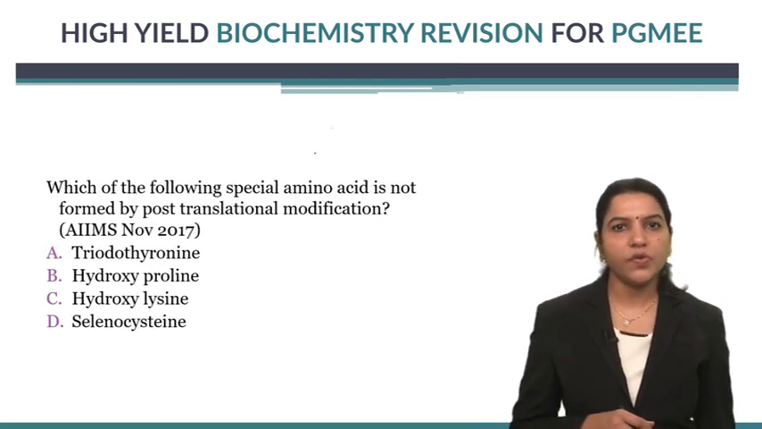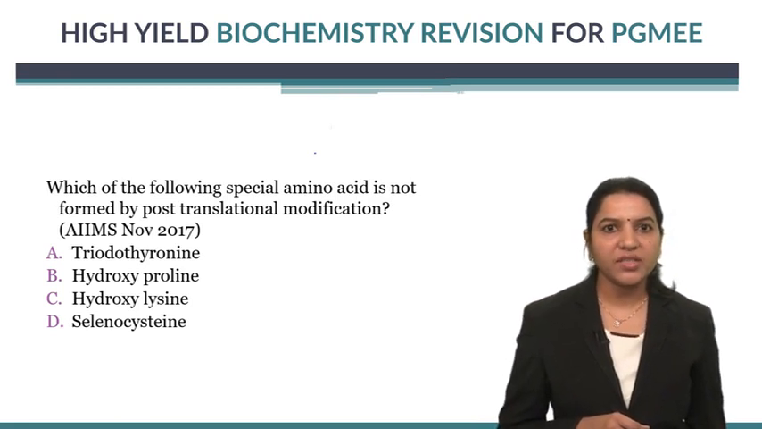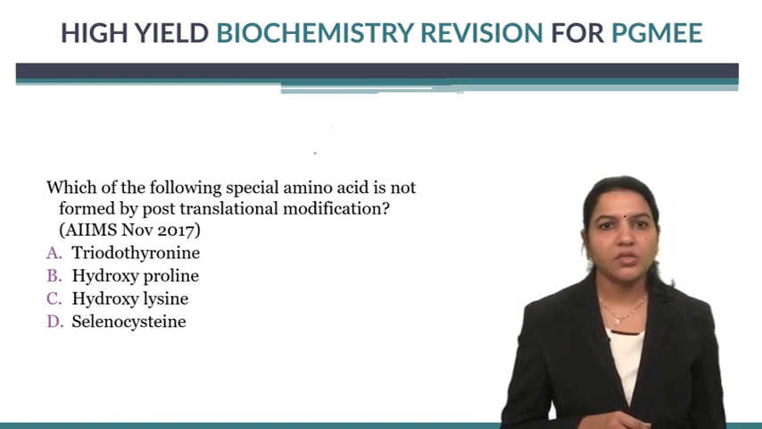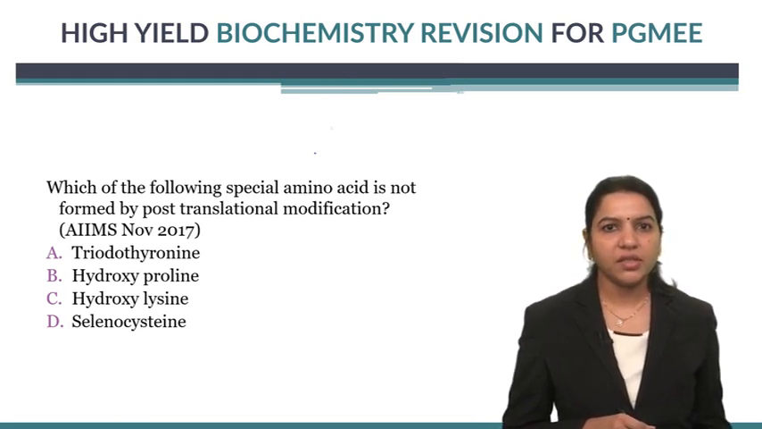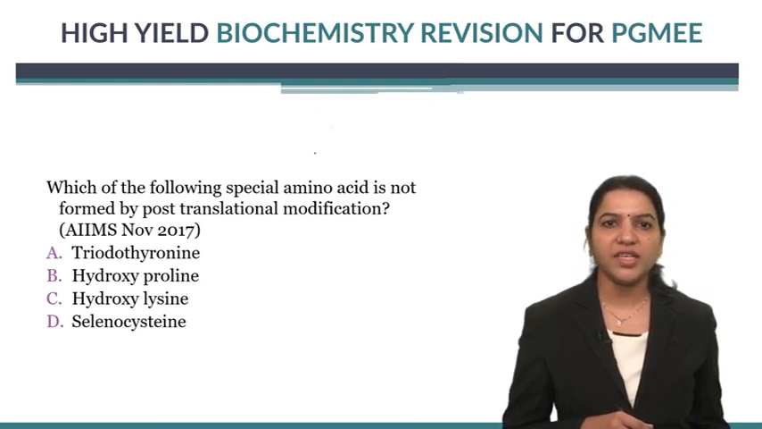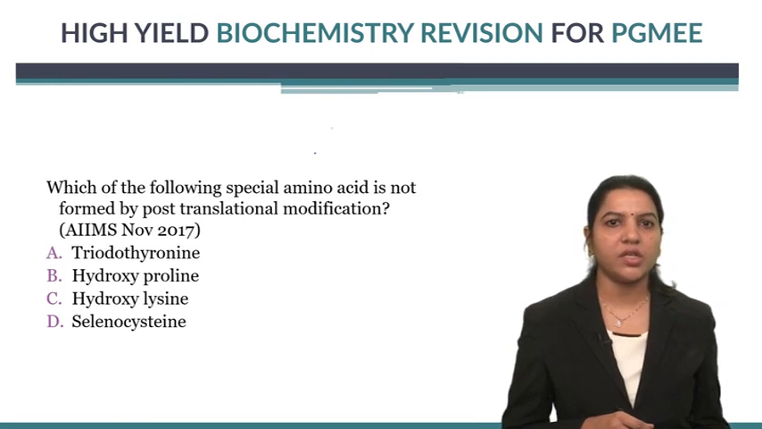Next question is, which of the following amino acid is not formed by post-translational modification? So first we should know which are the amino acids that are formed by post-translational modification. The amino acids that are formed by post-translational modification are the derived amino acids. So option A, triiodothyronine, is actually an amino acid. It is thyroxine, which is the tyrosine group in the thyroglobulin is iodinated and it is forming the triiodothyronine. So it is not amino acid with no post-translational modification.